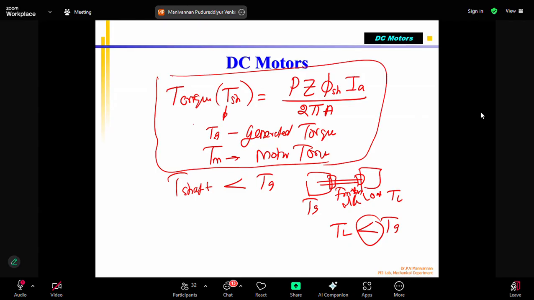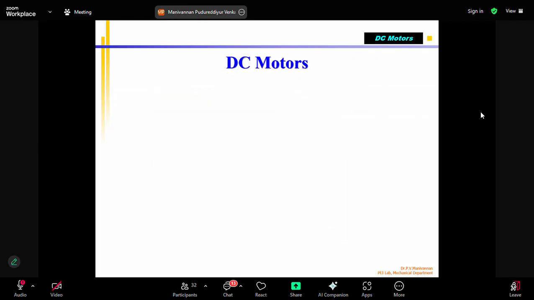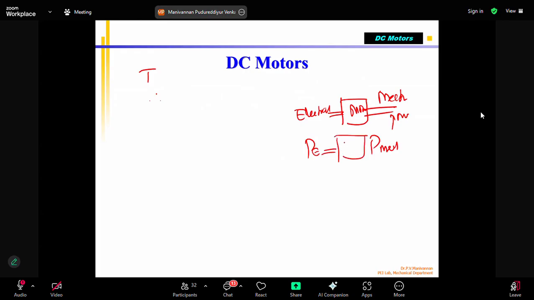So finally, before closing, I just want to say how to derive the torque. We know that the motor input is electrical voltage, correct? Electrical power is given as an input and mechanical power comes out of the motor. This is my motor, correct? Mechanical power, P mech, and P electrical.